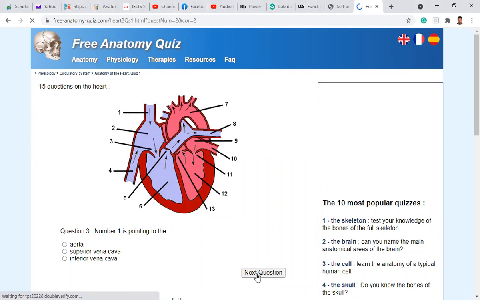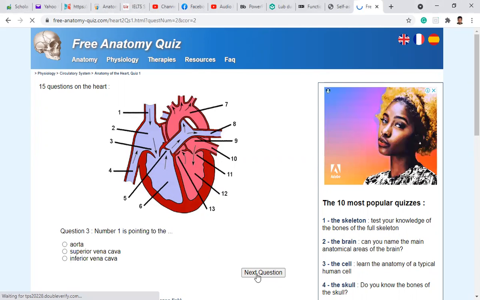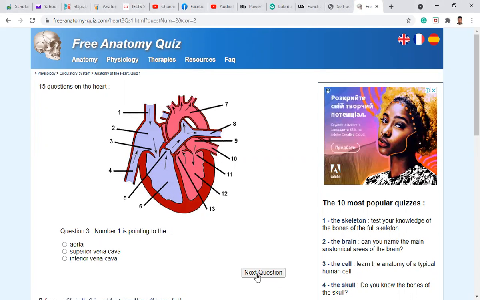Number 1 is pointing to pulmonary arteries? Okay. So, no. I'll go with superior vena cava. So that arrow is showing you the direction of blood flow. Blood is entering the right atrium from the top, so that is superior.